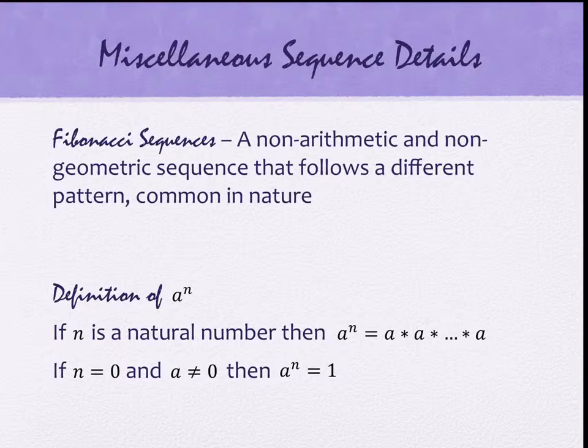There's another sequence that shows up in this section. It's a good one. It is very prevalent in real life, and it has a very fun name. It's named after the mathematician who discovered it. His name is Fibonacci. Okay, the Fibonacci sequence is non-arithmetic, non-geometric, so it's neither of the ones we talked about. And it follows a different pattern, and it's common in nature. So what is this different pattern common in nature? What in the world is it? Well, let me write it down.